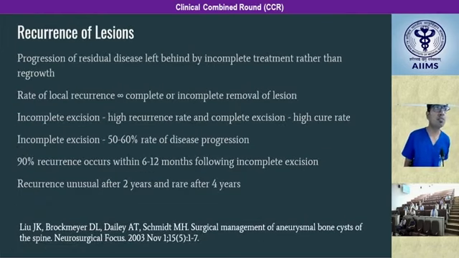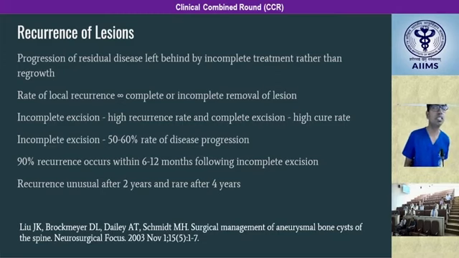The main drawback of aneurysmal bone cyst is the recurrence of the lesion. It's mainly due to the residual lesion which progresses, which is initially left behind by incomplete excision. The rate of local recurrence, or progression of residual lesion, is directly proportional to the extent of resection. Incomplete excision has a higher recurrence rate, whereas complete excision has a high cure rate. Incomplete excisions have at least 50 to 60% disease progression, and 90% of the recurrences occur within 6 to 12 months following incomplete excision.